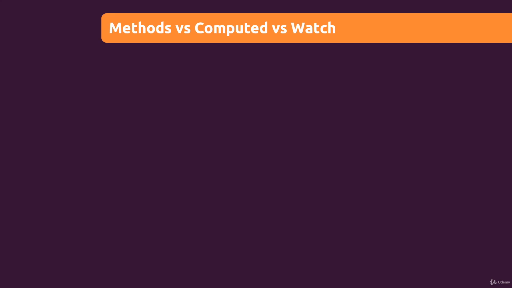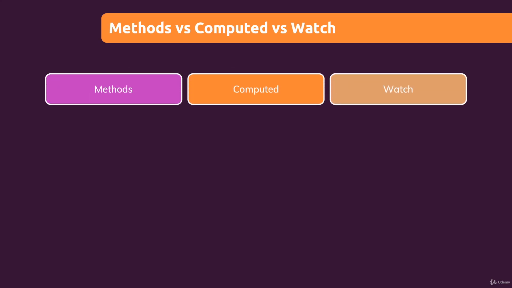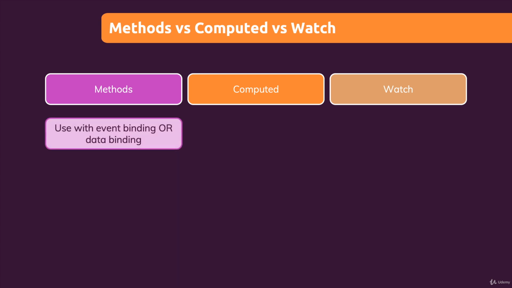I know that this methods versus computed versus watchers thing can be very confusing, so it's time for a short summary. Methods can be used in your template to bind data, to use them in an interpolation, for example, to derive data that should be used in the template, or for event binding. You can use methods for both.